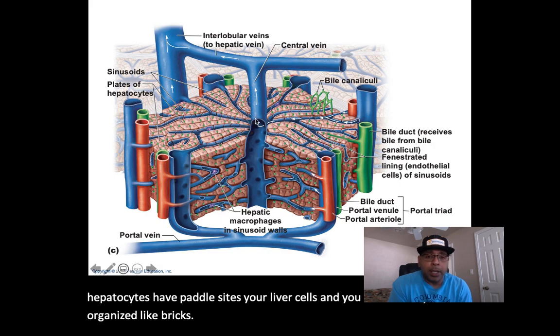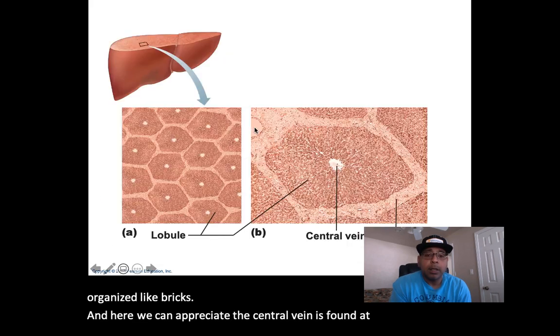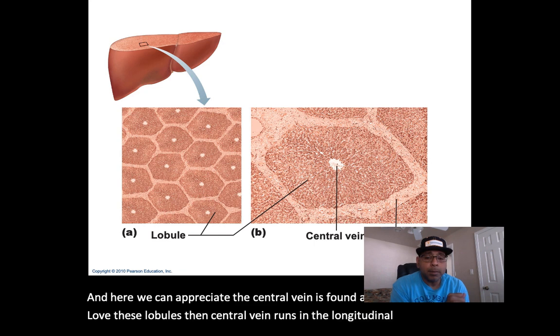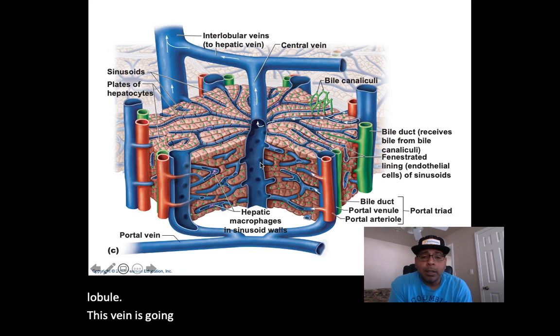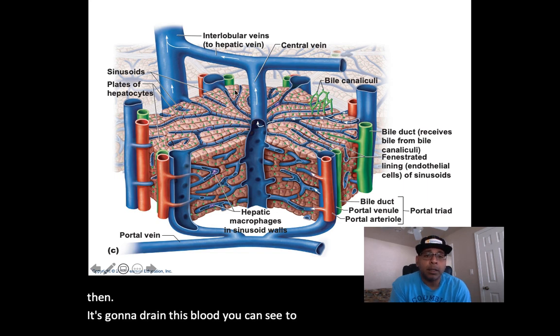Then here we can appreciate the central vein. The central vein is found at the center of each of these lobules. It runs in the longitudinal axis of the lobule. This vein is going to collect blood, and it's going to drain this blood, you can see, to the hepatic vein.